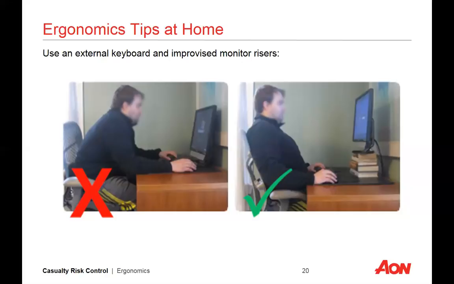As Syed mentioned, you typically want the top of the screen to be at about eye height so that your natural gaze will hit the middle of the screen. And then move that monitor closer if you find that you're leaning forward towards it.